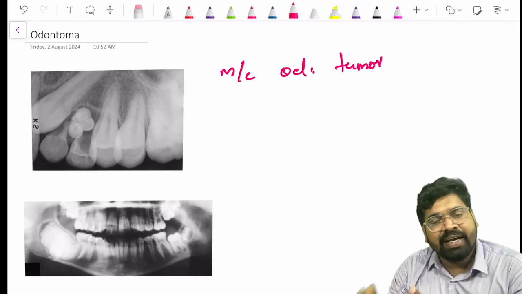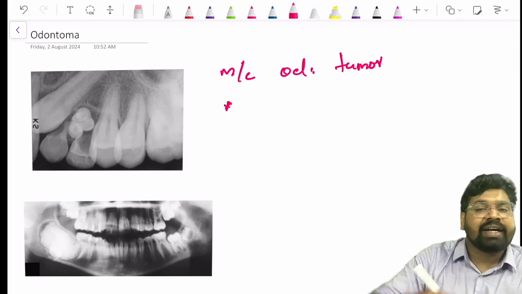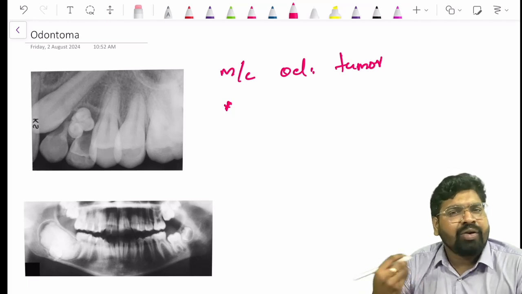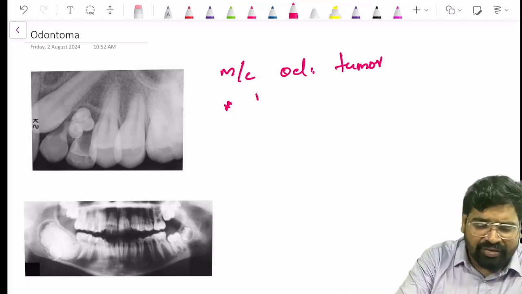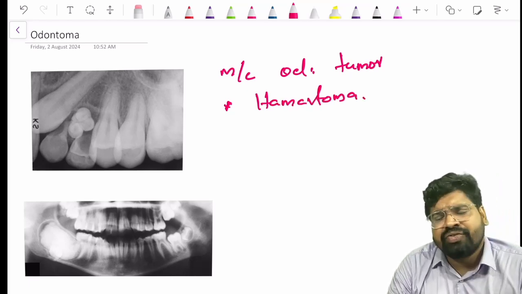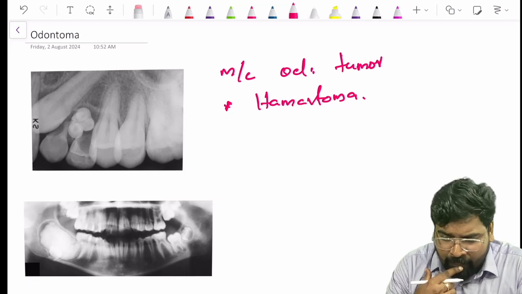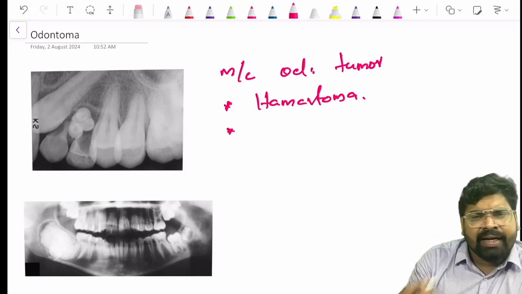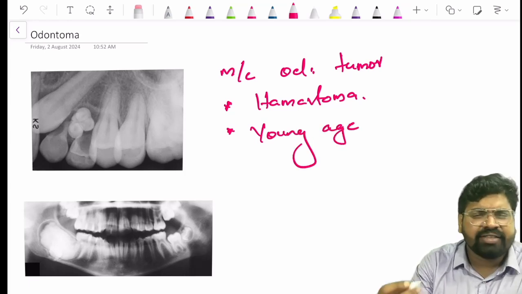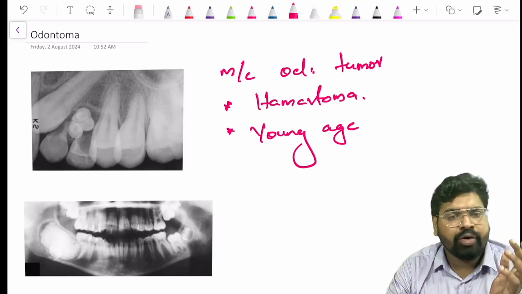This is the most common odontogenic tumor. It comes first, and second comes ameloblastoma. Another fact regarding odontoma, as I told you when we were talking about AOT, is that odontoma is also considered a hamartoma. That means a small growth of a tissue which is native to that area. Odontomas usually occur in young individuals, usually less than 14 years; 14 to 15 years is the most common mean age of occurrence.